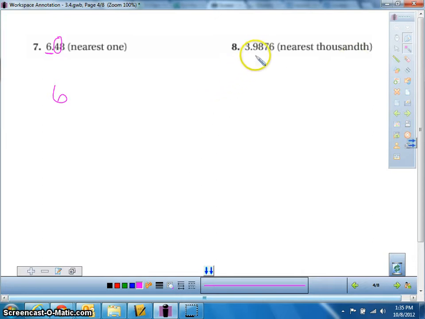All right, by now you should have figured out this is the tenths, the hundredths. Number 7 here is in the thousandths place. That means this 6 right here is going to be the one that tells me what to do. 6 is greater than 5. That means I'm going to round this up. So my answer is going to be 3.988. I'm going to bring that 7 up to an 8, and that's my answer.